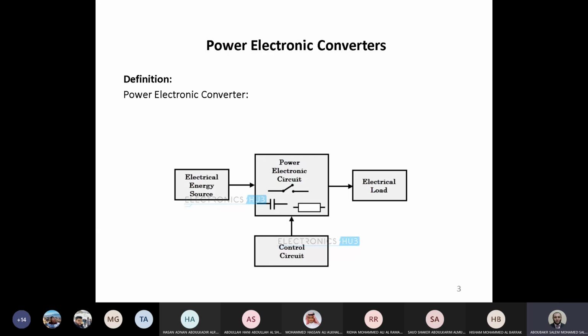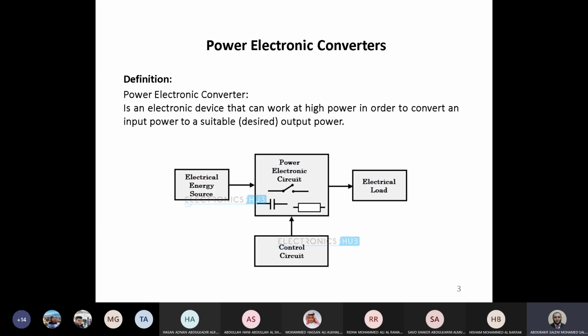So simply, shabab, we can make a small definition for a power electronic converter like that. It is an electronic device that can work at high power, because it's not small power, it's working with high power, okay, in order to convert an input power to a suitable or desired output power. So the concept of power electronic converter, shabab, is to achieve a certain desired value of power, whatever the waveform of voltage and current.